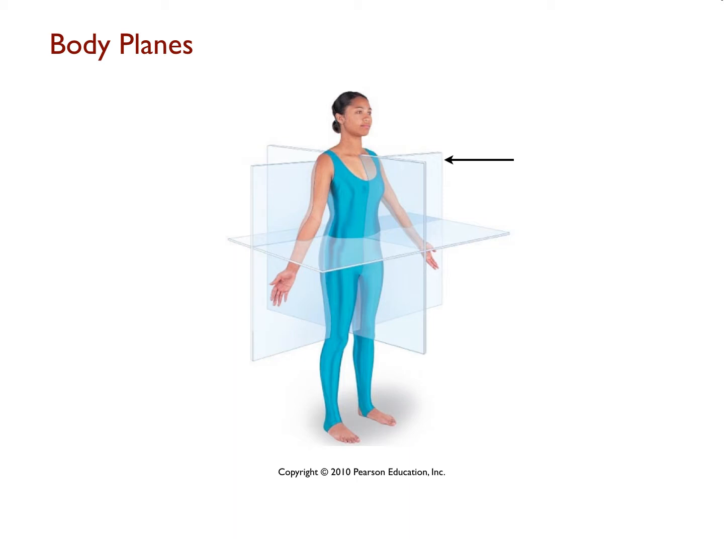The first plane we'll discuss is the frontal plane. Notice that the frontal plane passes through the body, dividing it into front and back sections, or to use correct anatomical terminology, into anterior or ventral and posterior or dorsal sections. The frontal plane is also called the coronal plane.